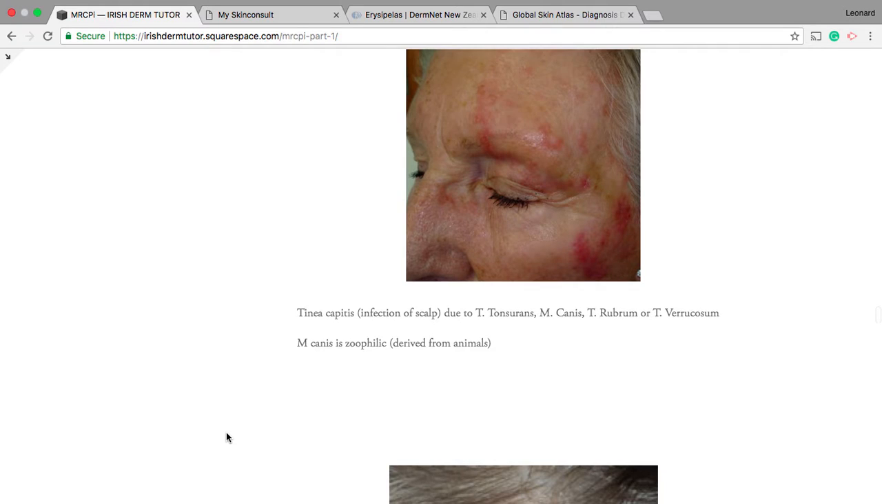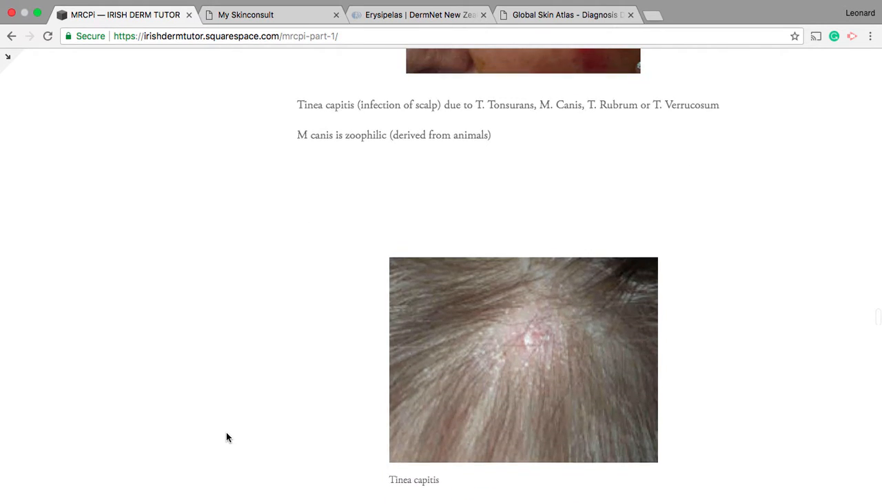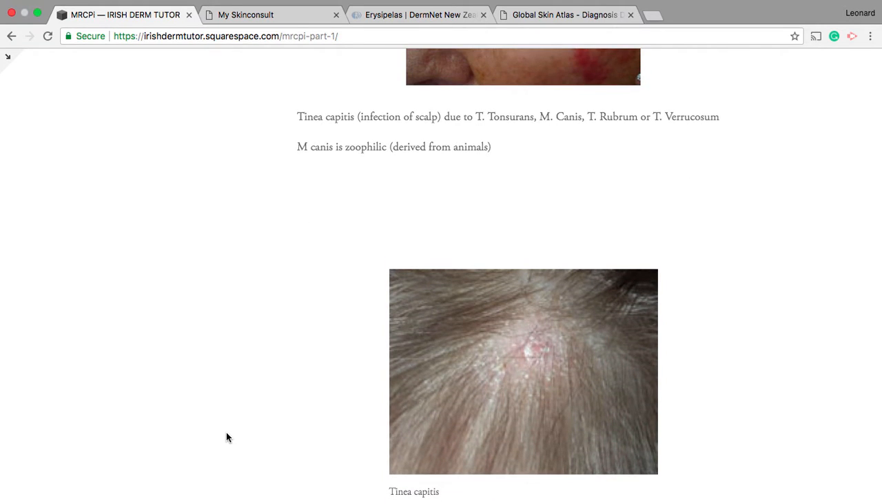Now, another area that tinea can affect is the head, and this is called tinea capitis. This can be due to a number of different organisms: Trichophyton tonsurans, M. canis, T. rubrum, or T. verrucosum can all affect this area. Just one note: M. canis is zoophilic, and this means it's derived from animals. So canis, canine.